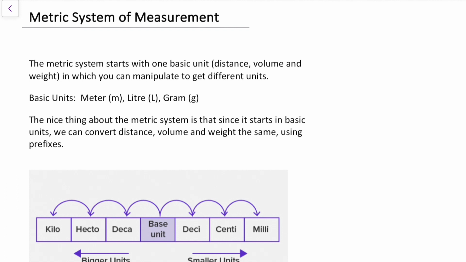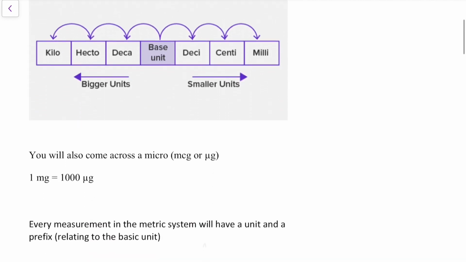In this video, we are going to talk about the metric system of measurement. Now, the metric system has one basic unit that kind of starts in the center, or our base unit. This can be a distance, a volume, a weight, and then we manipulate it in order to get all of the different units on that scale. So the nice thing about the metric system is that it's all in powers of 10, or factors of 10, as we go up and down the system.